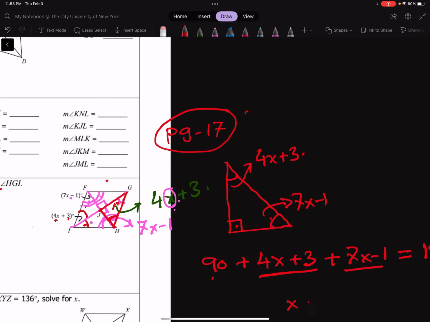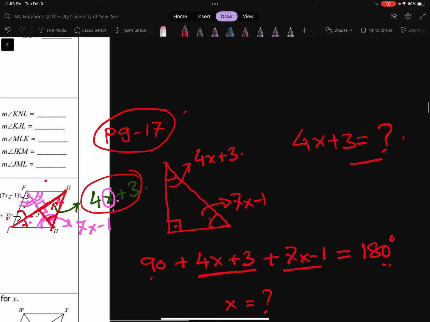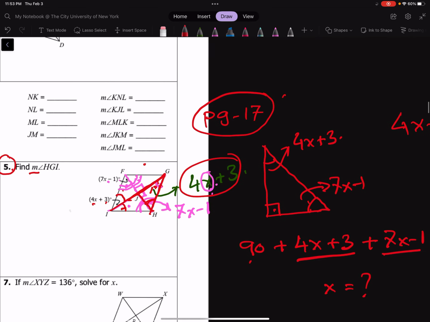Once you get x, plug in your x into HGI, I mean 4x plus 3. So find out what 4x plus 3 equals. That will be your answer. Okay, and that was the do it now.